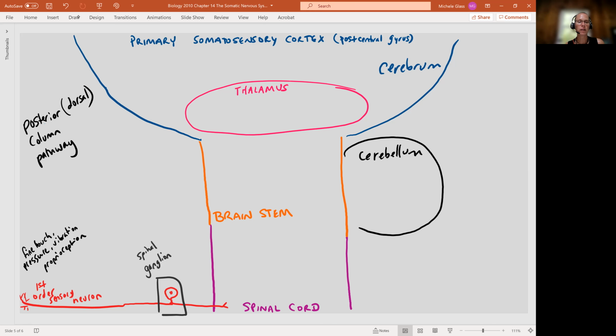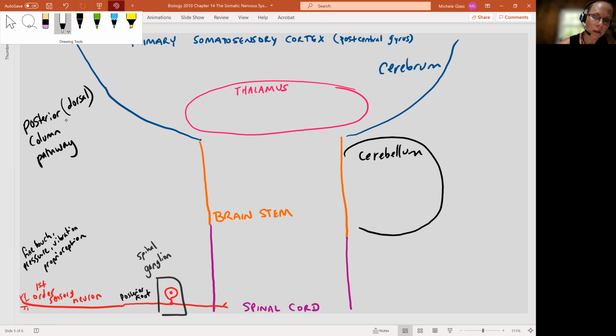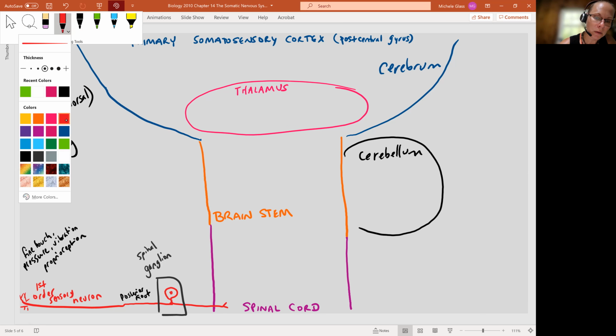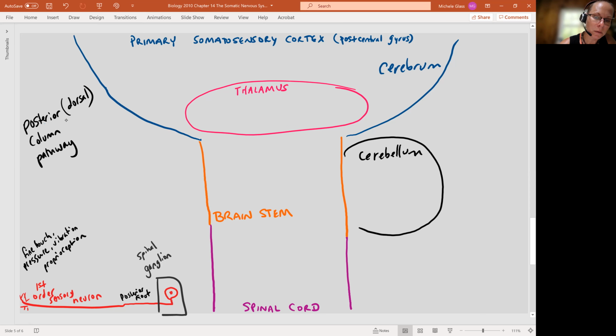And that information is traveling in the first order sensory neuron. That's part of your spinal nerve coming into your, let's label our posterior root, coming into our spinal cord. And now we're going to see something different. So now what we see happening is our axon, our axon of that first order sensory neuron comes in and goes all the way up to the brainstem area.